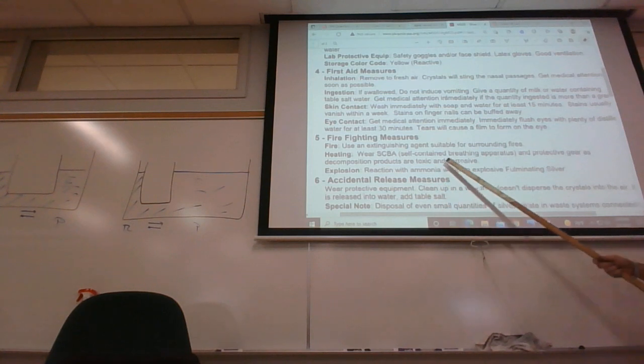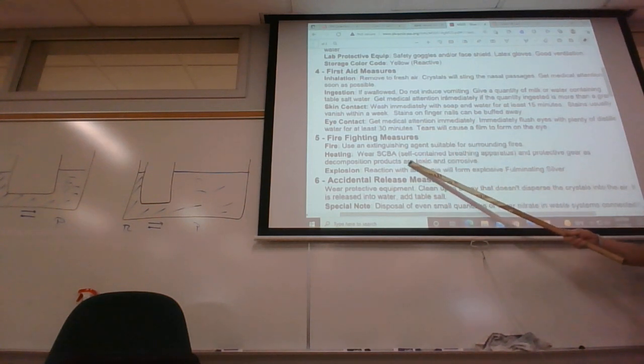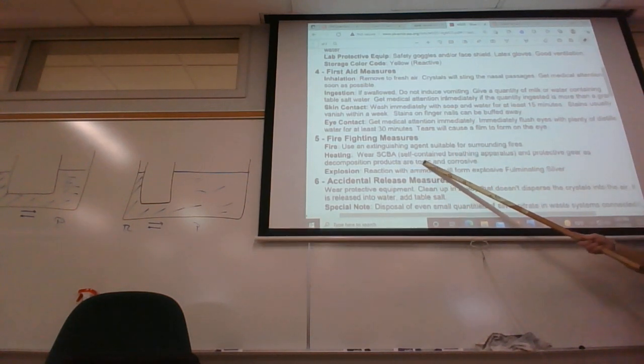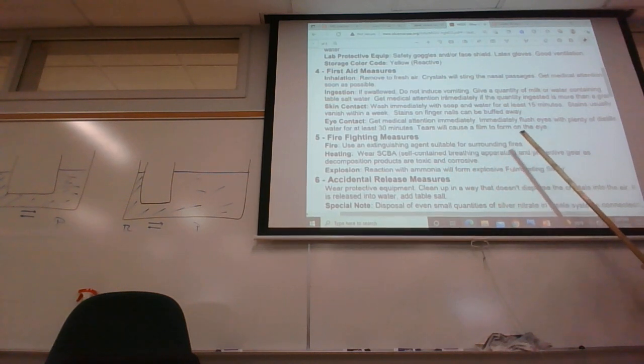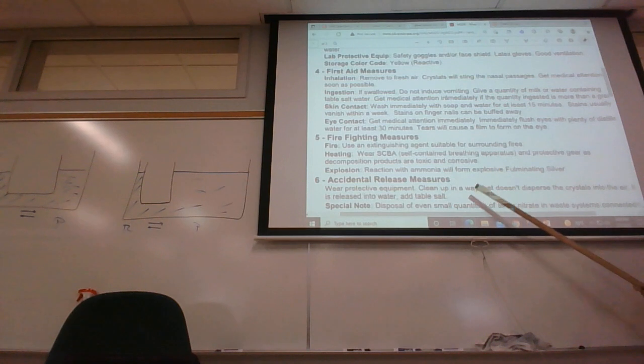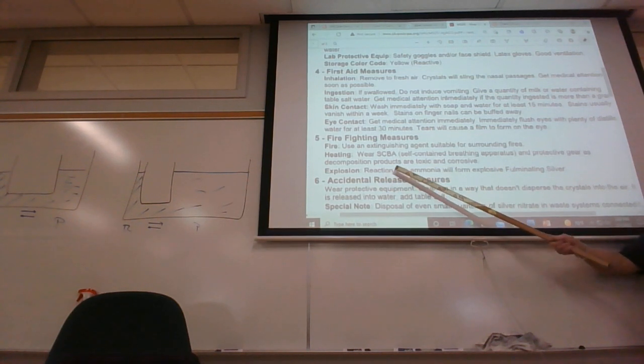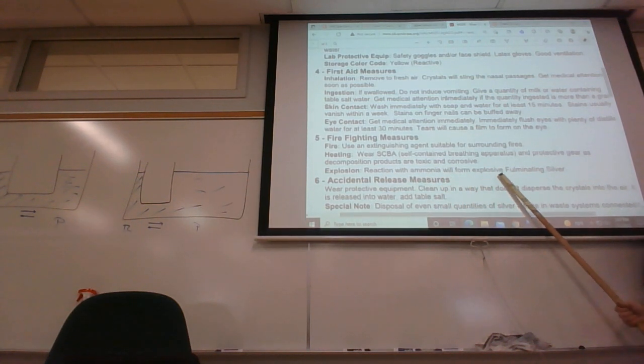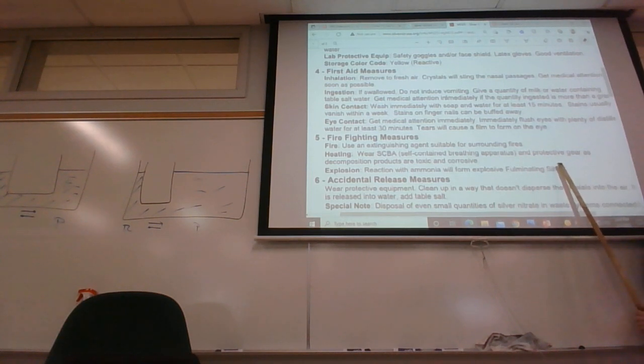Okay, use an extinguishing agent suitable for surrounding fires. Wear SCBA, self-contained breathing apparatus. We don't have any self-contained breathing apparatus in the lab here. Explosion hazard. Reaction with ammonia will form explosive fulminating silver. So watch out. Silver ions, oxidizer, ammonia, reducer. Ammonia is electron rich. So we've got to watch out for that.